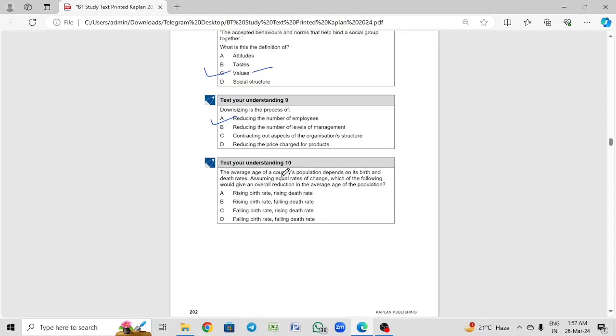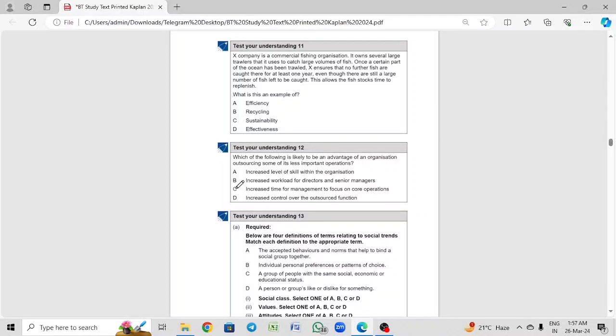Okay, test to understand number 10. The average age of the population, country's population, depends upon the birth and the death rate. Assuming equal rate of change, which of the following would give an overall reduction in the average age of the population? Rising birth rate, rising death rate, rising birth rate, falling death rate, falling birth rate, rising death rate, or falling birth rate and falling death rate. So it is A. Rising birth rate and rising death rate would reduce the overall size of the population, because more will be the youth in the population. So it is A.